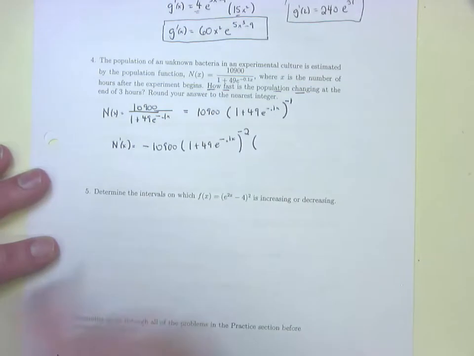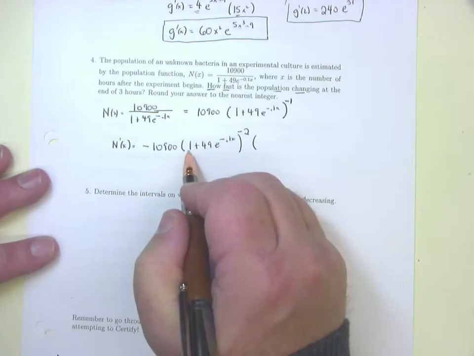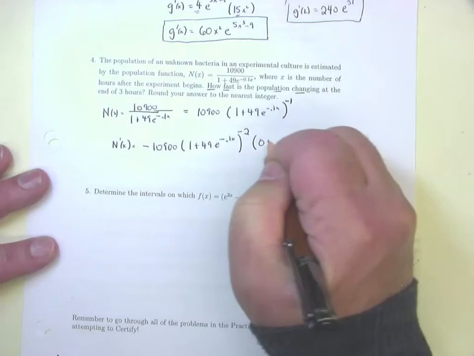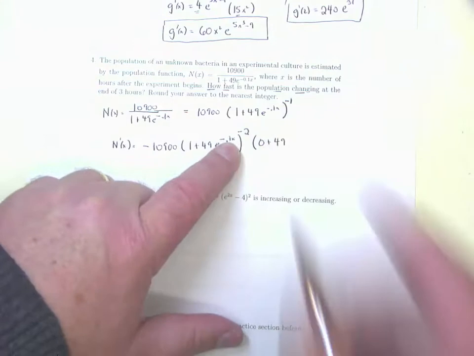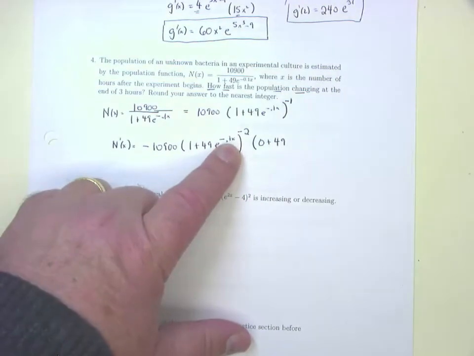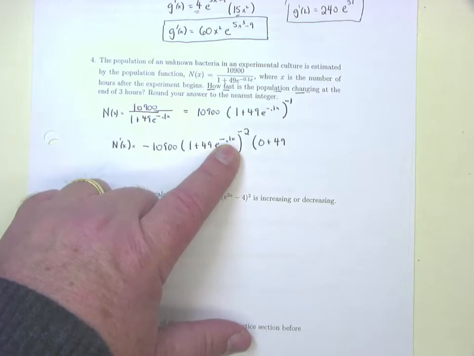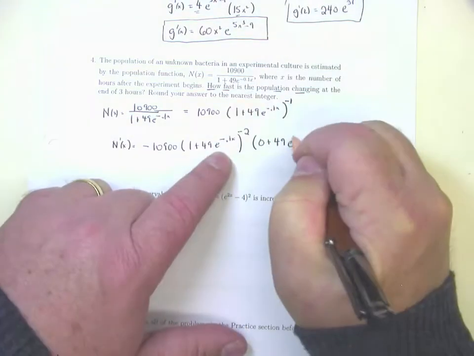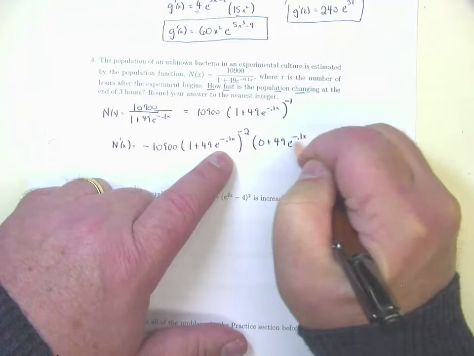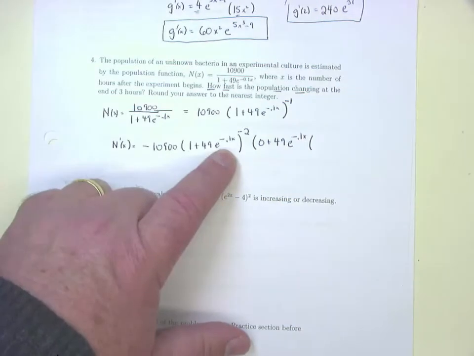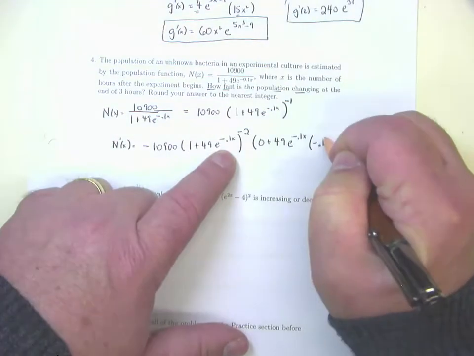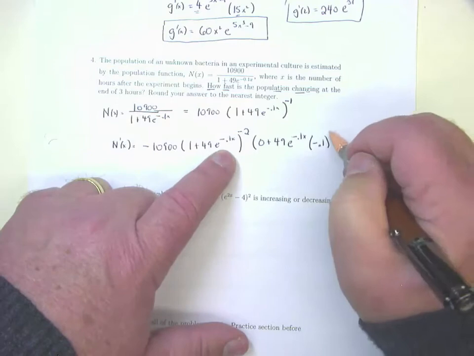This is for your benefit. What's the derivative of 1? 0. Plus 49 is a constant that holds over. What's the derivative of e to a function? Anything other than e to the x, you've got to use the chain rule. Derivative of e to a function is e to the function times derivative of the exponent. So derivative of e to the negative 0.1x is going to be e to the negative 0.1x times the derivative of the exponent, negative 0.1x, which is negative 0.1. Derivative of a constant times x is just the constant. Okay?